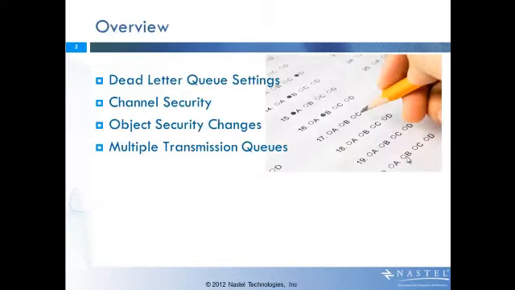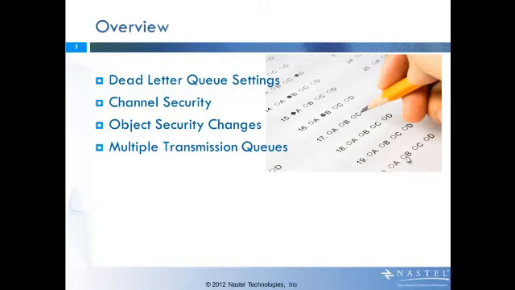So let's start with looking at an overview of what we're going to cover today. We're going to start off with talking about some of the new dead letter queue settings. We'll then talk about channel security, object security changes, and finally the multiple transmission queues.